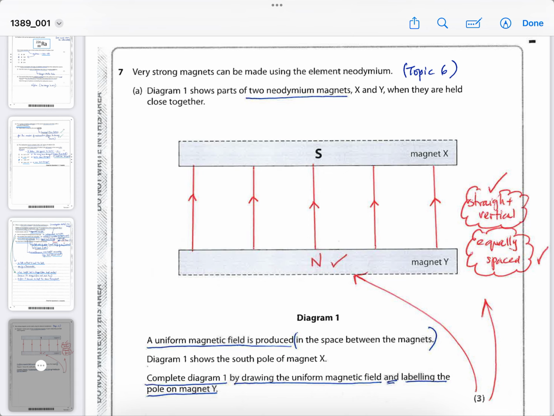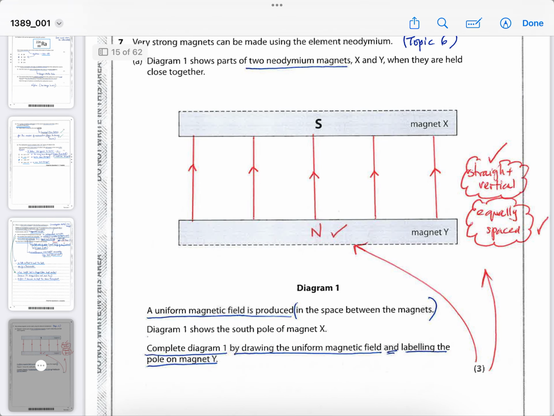The diagram shows two magnets, X and Y, drawn in the diagram when they are held close together. Okay, so they've put the south pole at the top and they want you to finish the diagram. And it says a uniform magnetic field is produced in the space between the magnets. Diagram 1 shows the south pole of magnet X. Complete the diagram by drawing a uniform magnetic field and labeling the pole of magnet Y.